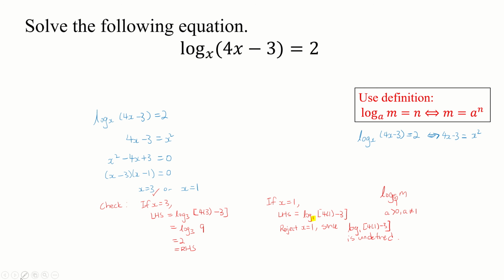So let's go back to our solution to just present it. So here we have to reject this. Okay, it's good to write your reason. So your reason is because log base 1 of 4 times 1 minus 3 is undefined. So we are done. So our solution is just x equals 3.